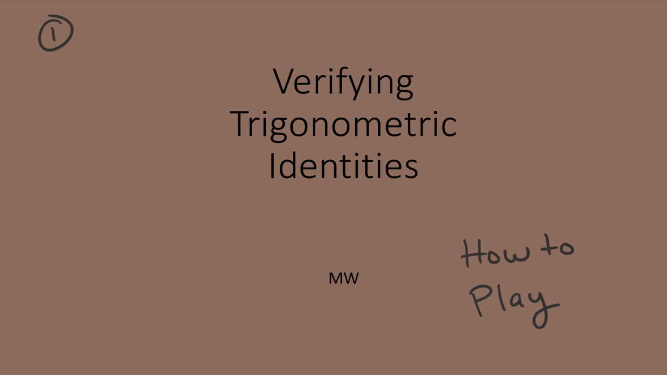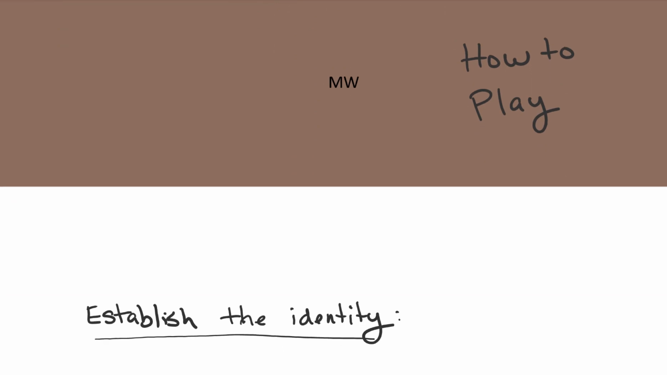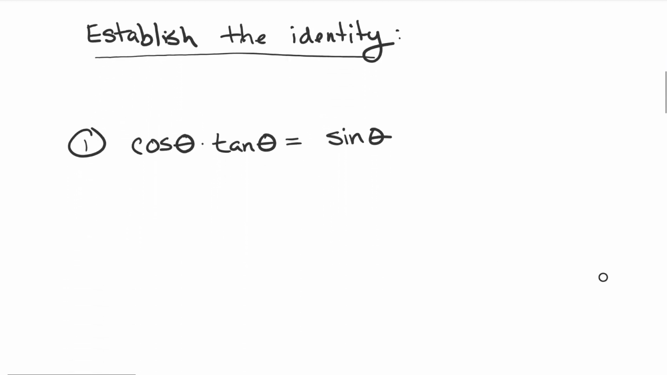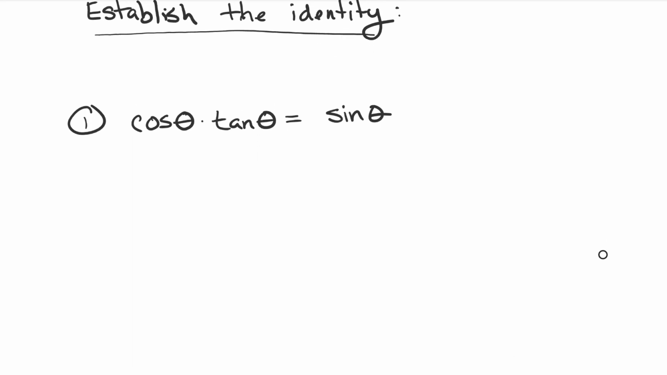It's just one game. It's the only game we play in 2.2. It's called Establish the Identity. That's the only instruction you need in 2.2. Establish the identity. And let's start with this. This is true: cosine of theta times tangent of theta equals sine of theta.